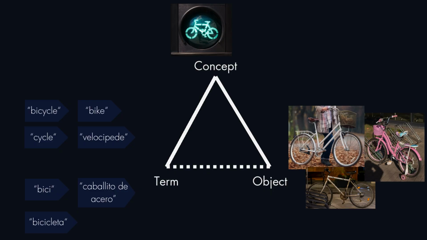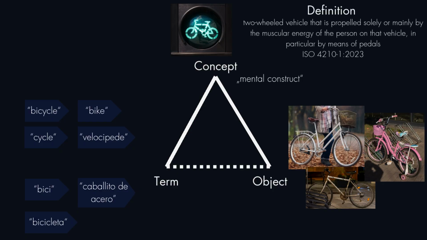We use terms to express concepts and communicate abstract knowledge. A concept is a mental construct to which these terms refer. It stands representatively for the concrete objects on the right. Instead of saying the concept of a bicycle, it is more precise to say the concept to which the term bicycle refers. The terminological triangle illustrates the connections between objects, terms, and concepts.